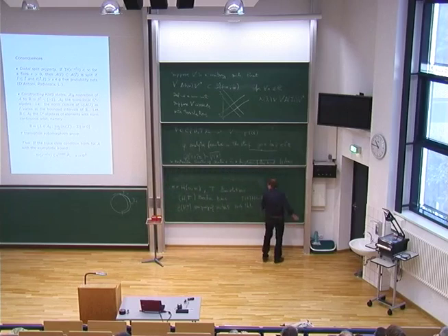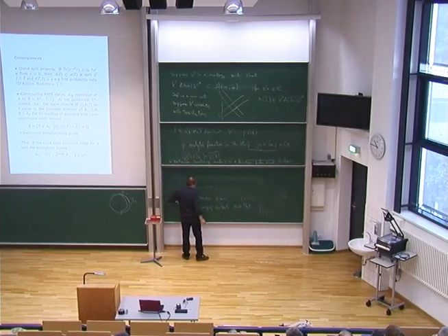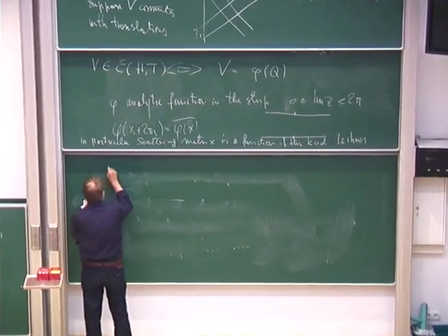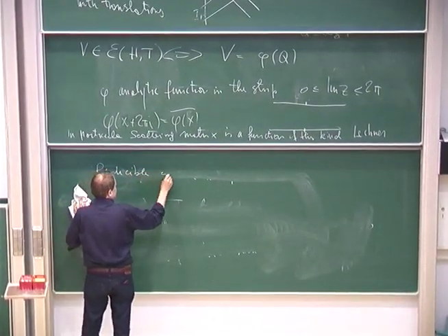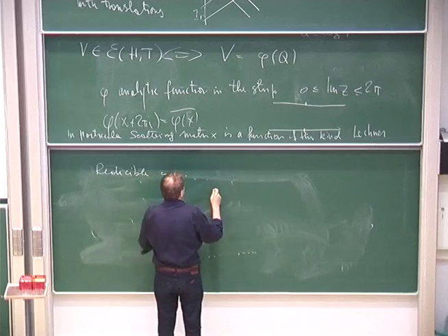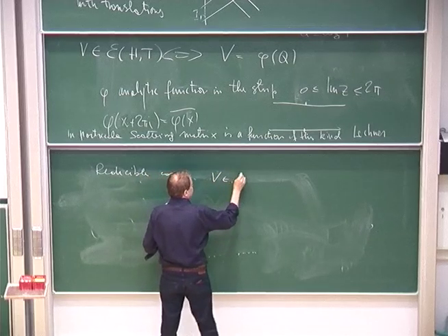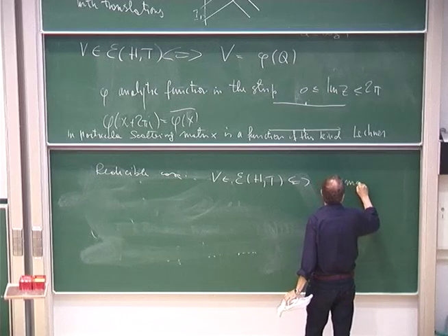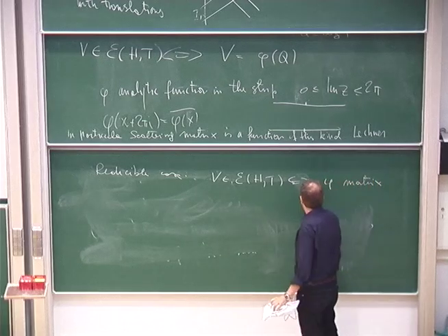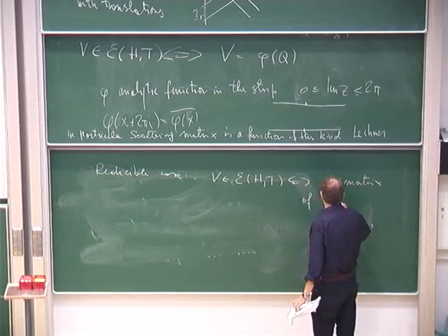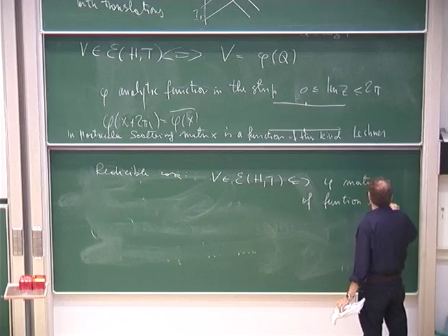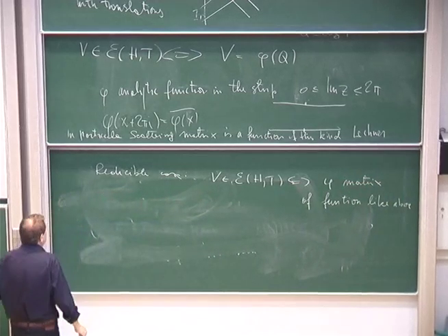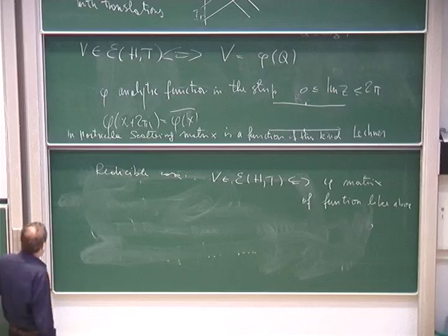Of course, we can also do the reducible case, which can be handled. V is in the semigroup, φ is a matrix, maybe an infinite matrix of functions like above with a certain property. So the reducible case can be handled. But the important thing is that we can start having an example of this.